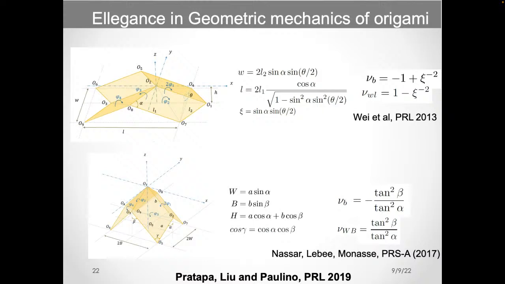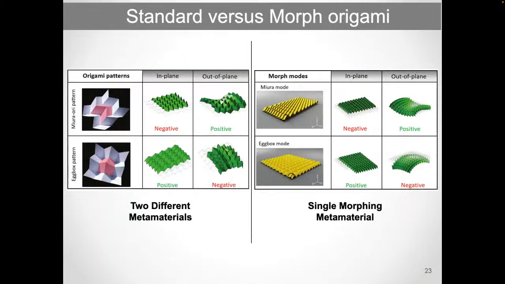And now what we have done, as I anticipated to you, was to create a pattern so that we could embed these configurations in the same material that we call the morph origami. And that's what you see here. Here is the work that I did. Now, if you encode the Miura mode in the material, you get this, and then you get the properties that you see over there on the left. And if you encode the egg box, then you are going to get the properties that you see here on the left. But now it's the same material system.